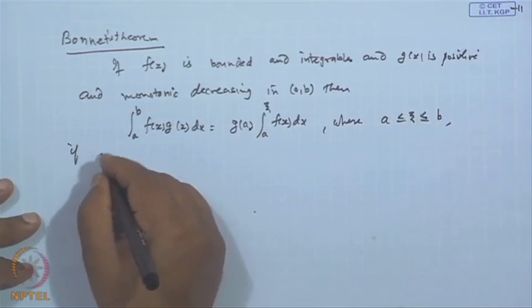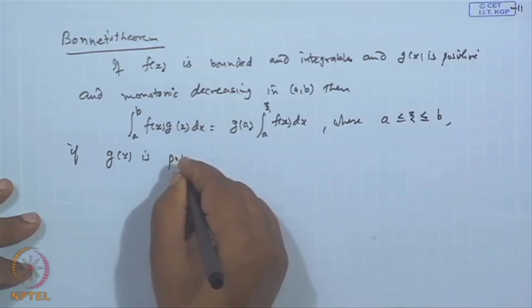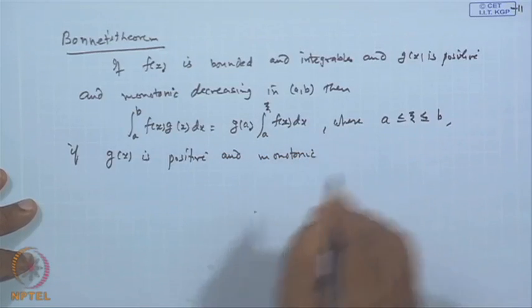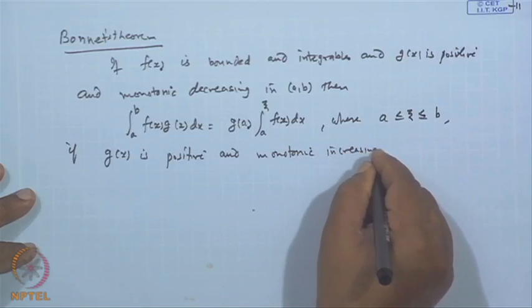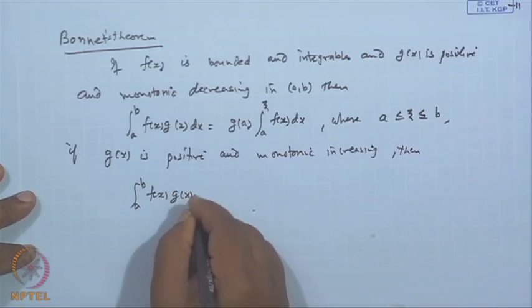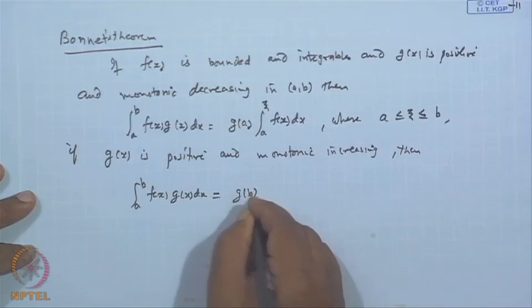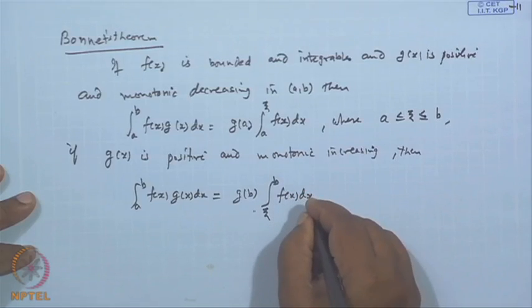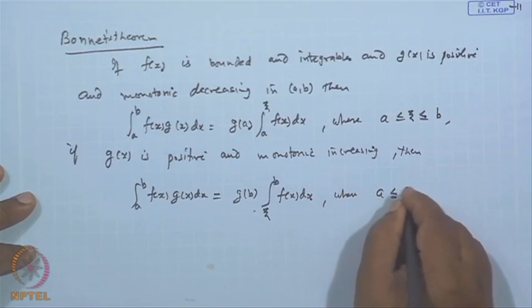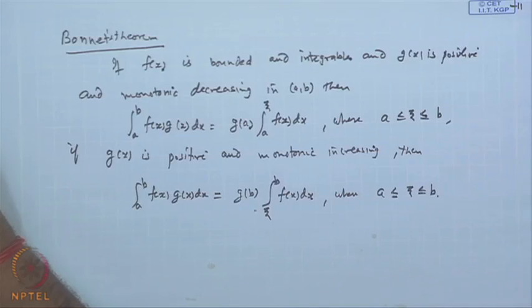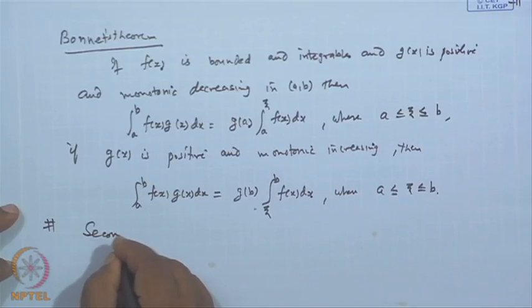Now, if g(x) is positive and monotonic increasing, then the integral from a to b of f(x) g(x) dx is equal to g of b times the integral from xi to b of f(x) dx, where a is less than or equal to xi, less than or equal to b. Now, this theorem will be used in establishing the second mean value theorem.